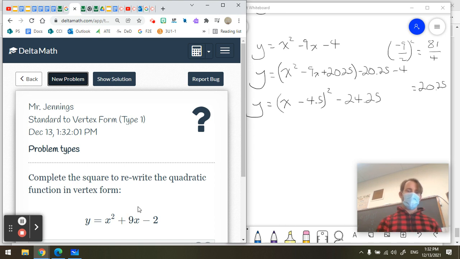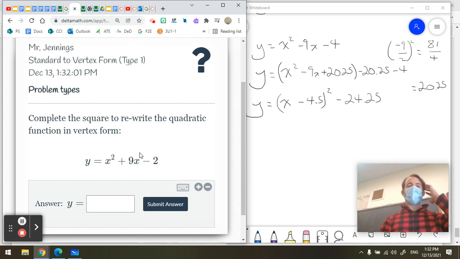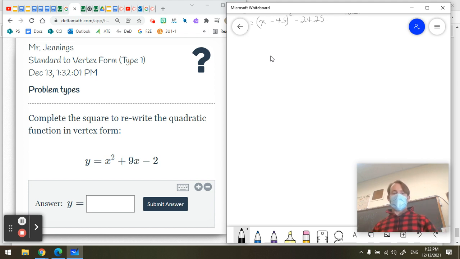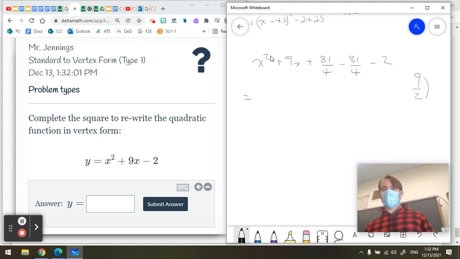There we go. So let's do this one, but we'll do it with fractions and see if it likes the fractional answer. So am I going to do it in my head? No, I'll write this one down for your benefit. So I'm working with fractions. This is what it's going to look like. I'm going to have x squared plus 9x plus 9 over 2 squared, so 81 over 4, minus 81 over 4, same Jerry Maguire numbers we had before, minus 2. Okay, and this is equal to, where'd I get this number? That's 9 over 2 squared equals 81 over 4, this number here. Okay, so that's where I got that number.